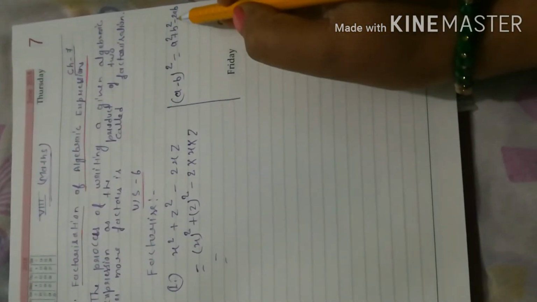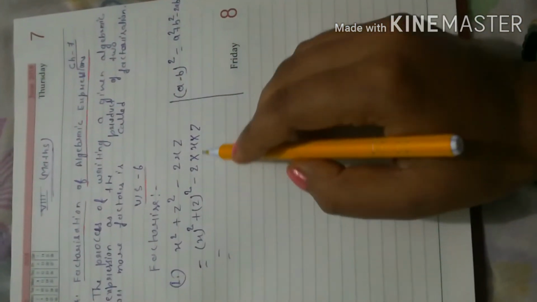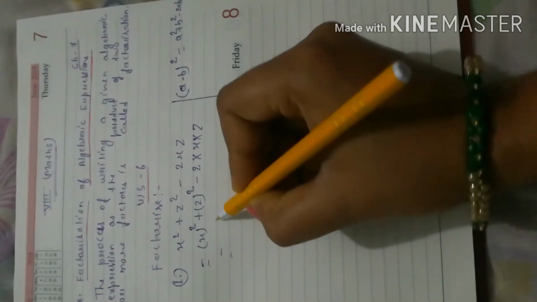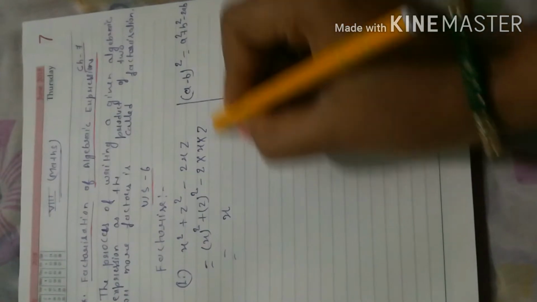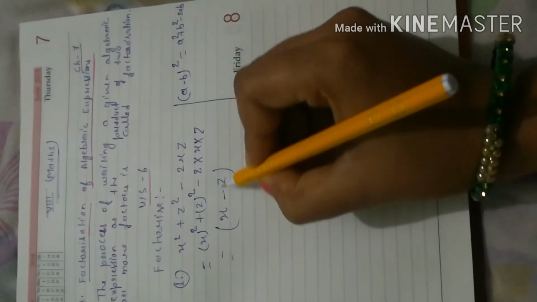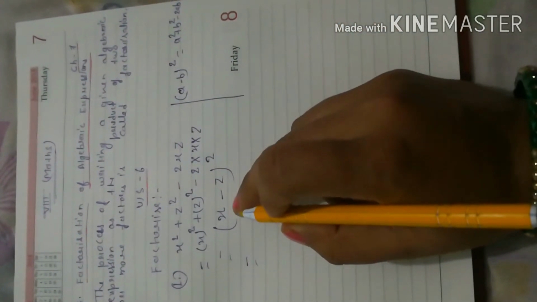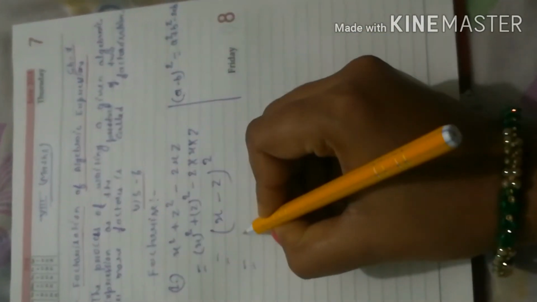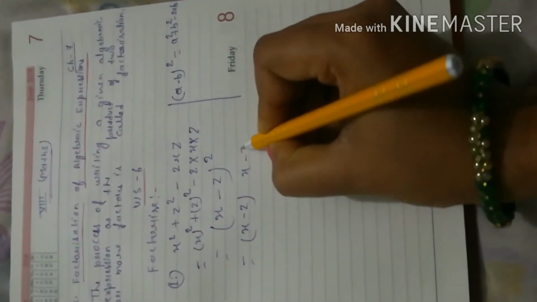If this equal to this, then we can write this equal to this. So we will write this in the form of (a minus b) whole square. At the place of a here given x, so we will write x, and at the place of b here given z, so we will write z. And then we will write (x minus z) whole square. And all of you know that (x minus z) whole square means we can write the same thing 2 times. So we will write (x minus z) into (x minus z).